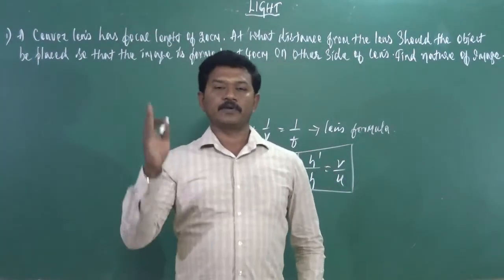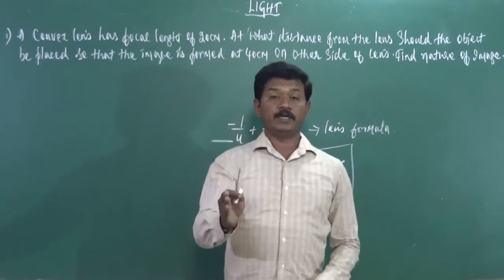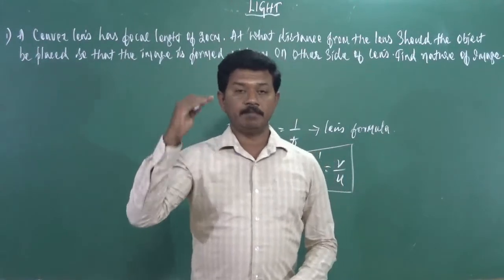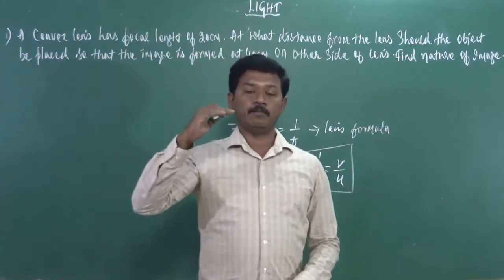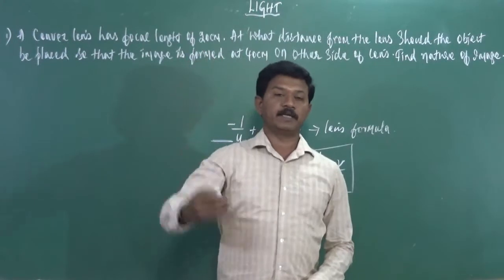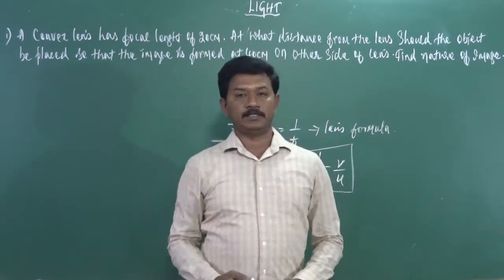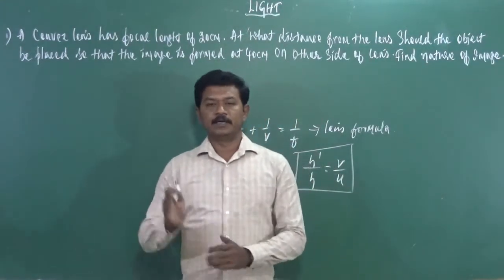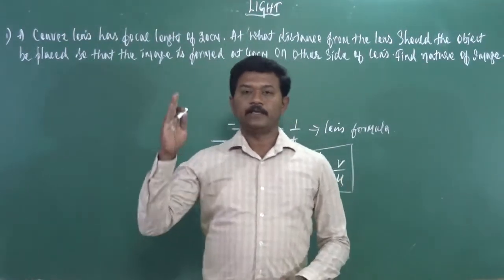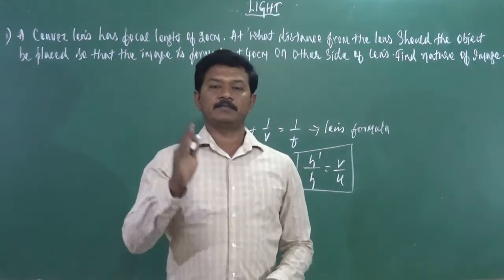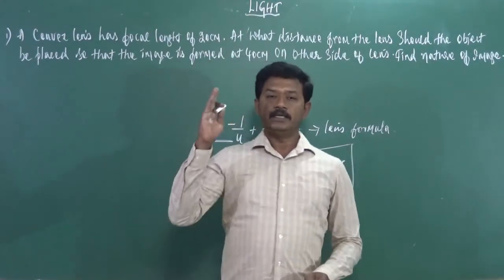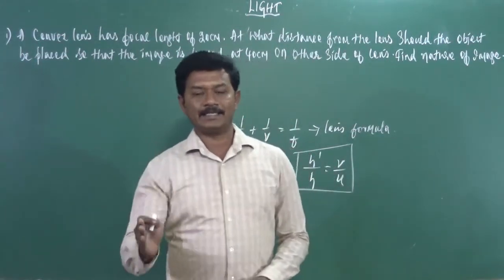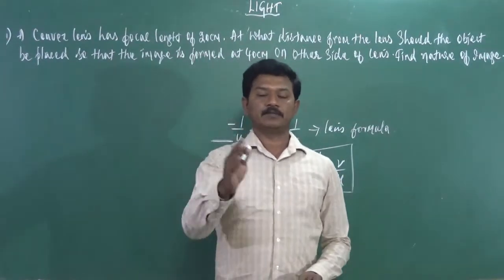The magnification of a convex lens is positive when you get an image which is found above the principal axis. That is a virtual and erect image, right? Very simple, please remember this. In case of a convex lens, if the image is real and inverted, then the magnification is negative. In the same case of convex lens, if the image is virtual and erect, then the magnification is positive.